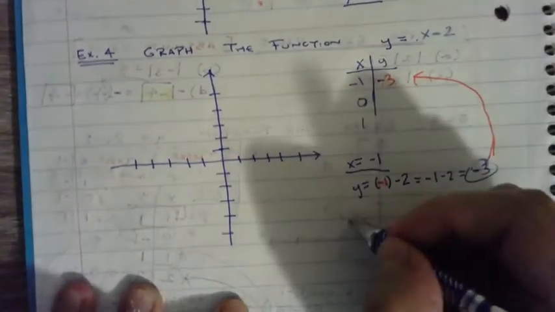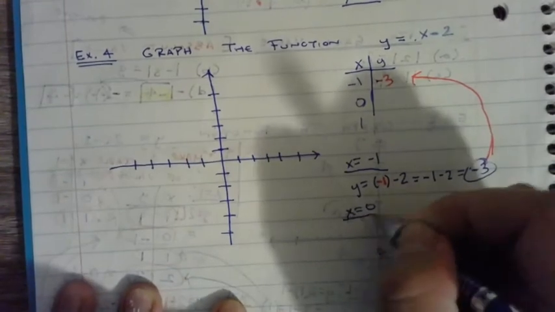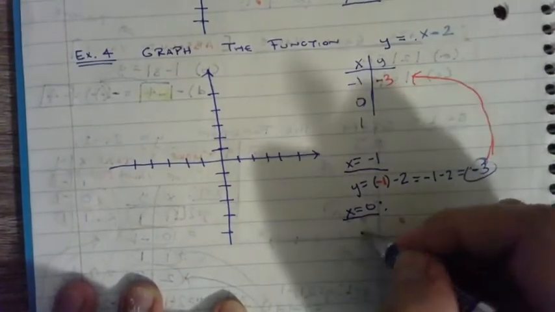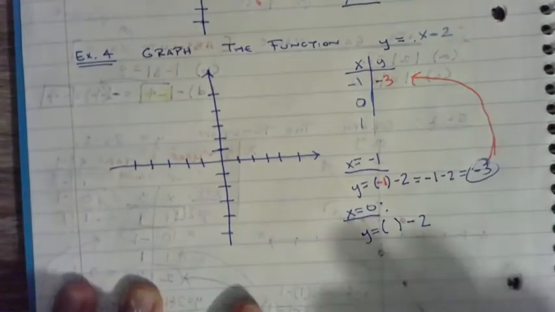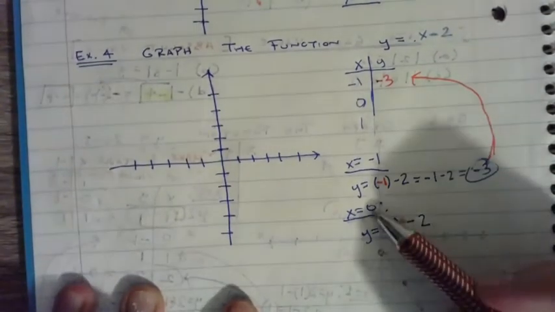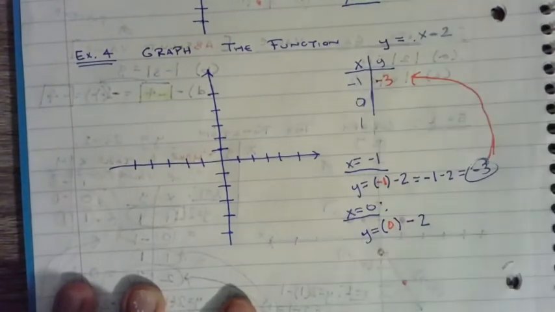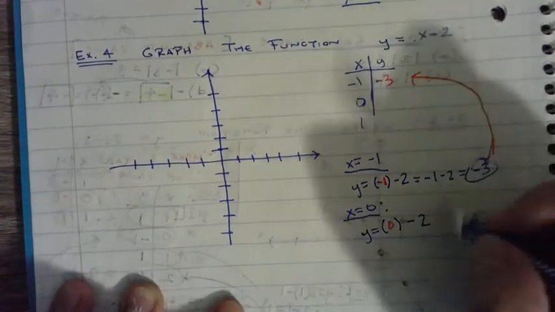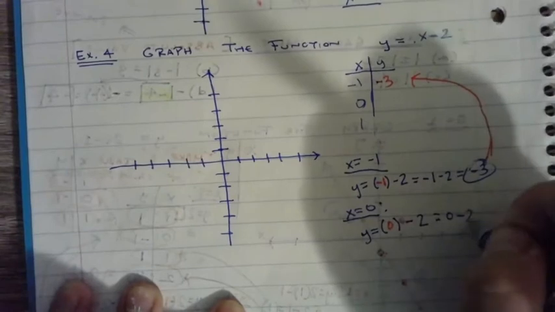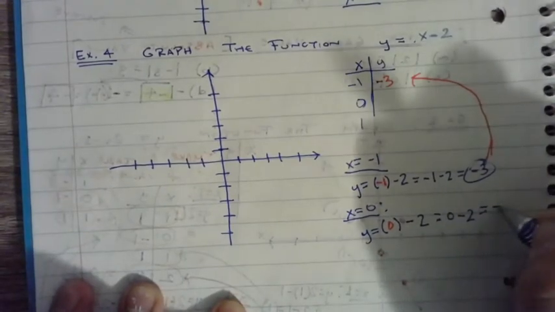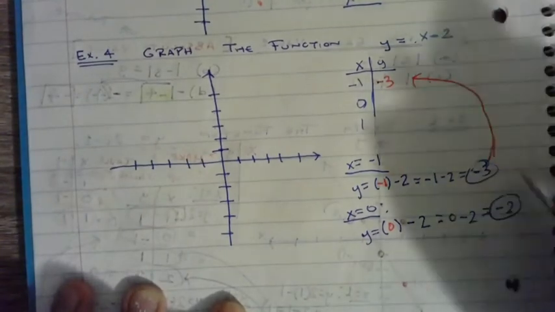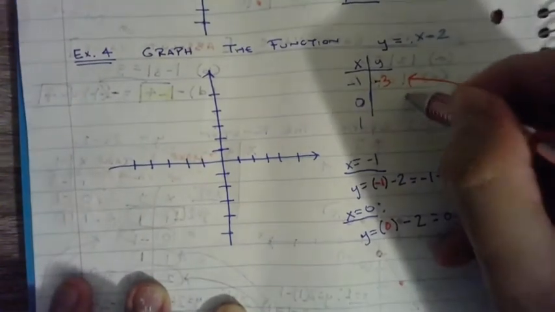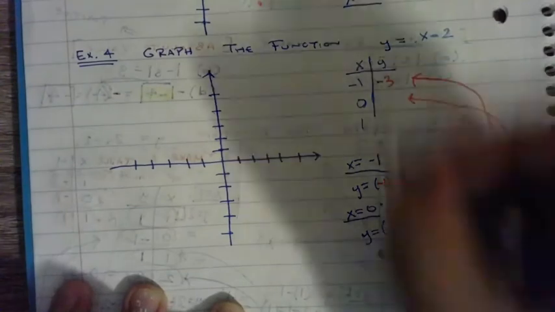Now, plug in your next value, x equals 0. So I'm going to put y equals parentheses minus 2. And again, for my x, I'm not using an x, I'm using the 0. So I plug in a 0 right there. So now we get 0 minus 2. And 0 minus 2 shall give you -2. Okay, and you go from there. So -2.